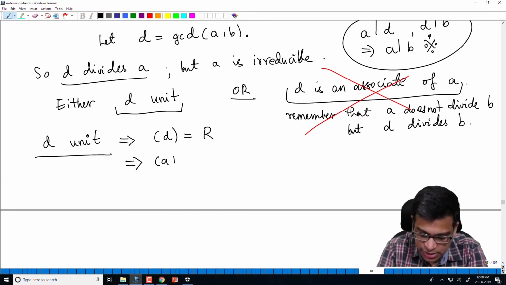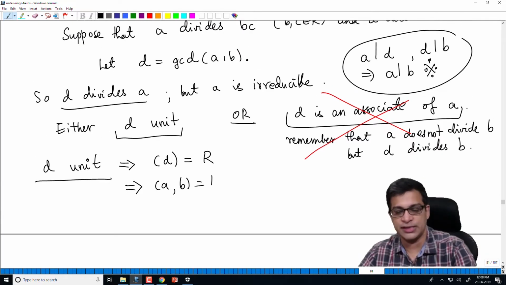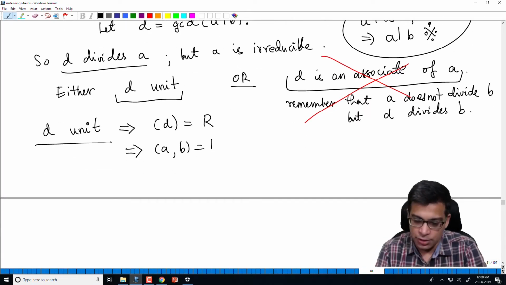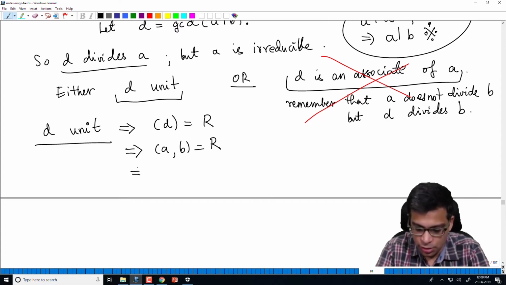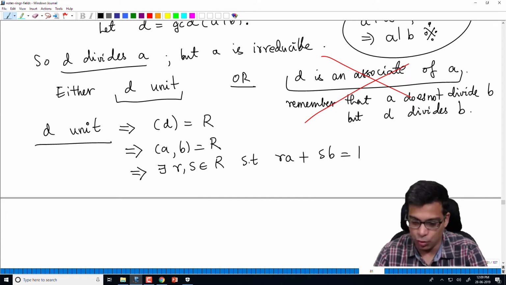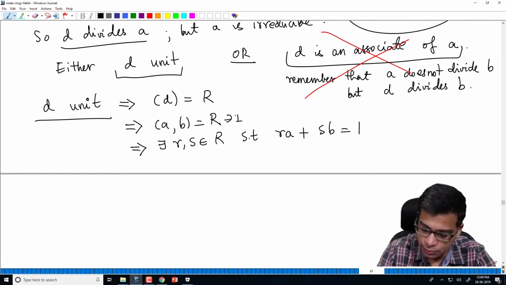But that means the ideal generated by A and B is 1. Right? Because D is the GCD of A and B. That means the ideal generated by A and B, by the previous proposition. How do you get the GCD? It is the generator of the ideal generated by A and B, which is R. So the ideal generated by A and B is R. That means there exist elements r, s in R such that rA plus sB is equal to 1. Right? Because 1 is an element of R.